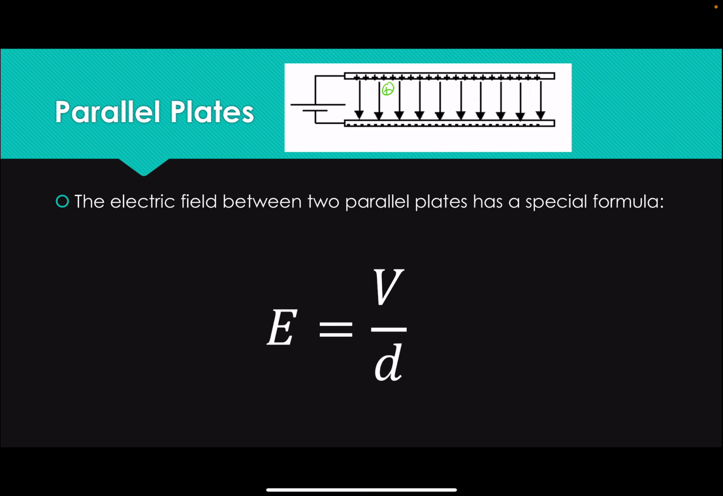And so there's an equation for the electric field. The electric field equation is the voltage, the potential difference between the two plates, divided by the distance between the two plates. So this distance here, d.